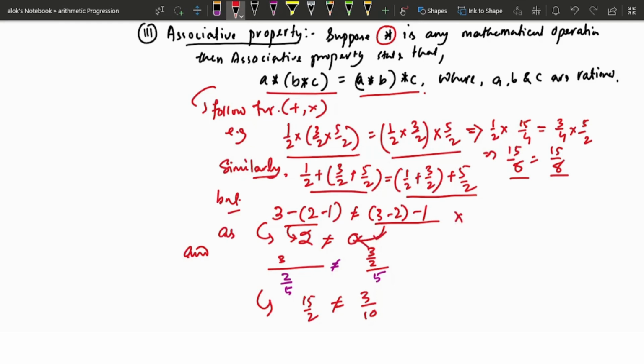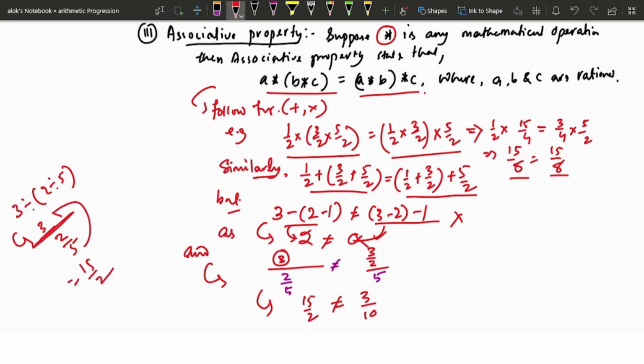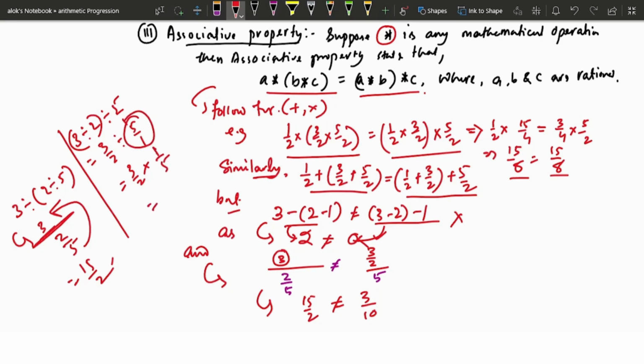Similarly for division also, if I take 3 divided by 2, divided by 5, I can write this as 3 upon 2 by 5, which equals 3 upon 10. And if I write 3 divided by (2 divided by 5), which I can write as 3 upon 1 divided by 2 upon 5, I take the reciprocal of 2 upon 5, that is 5 upon 2, and this 5 multiplied with 3 gives 15 upon 2.